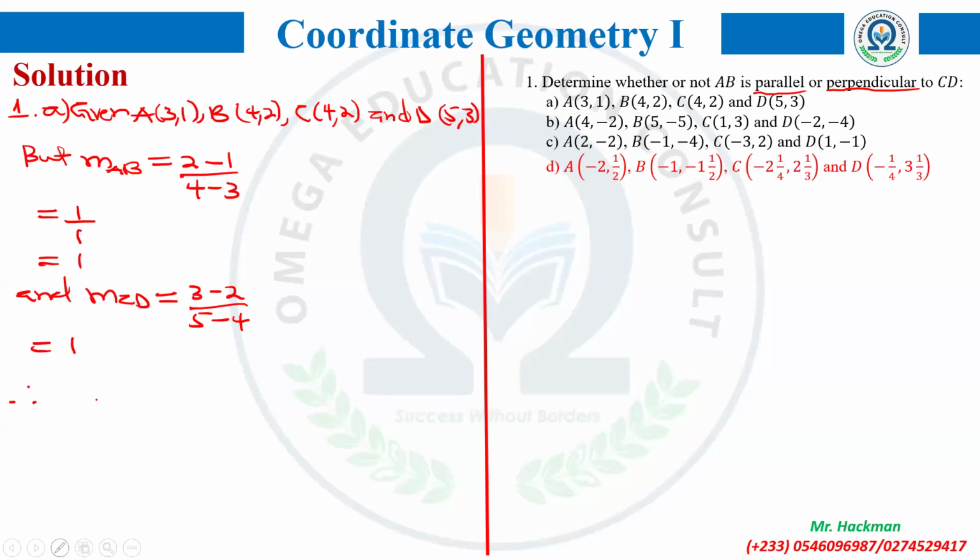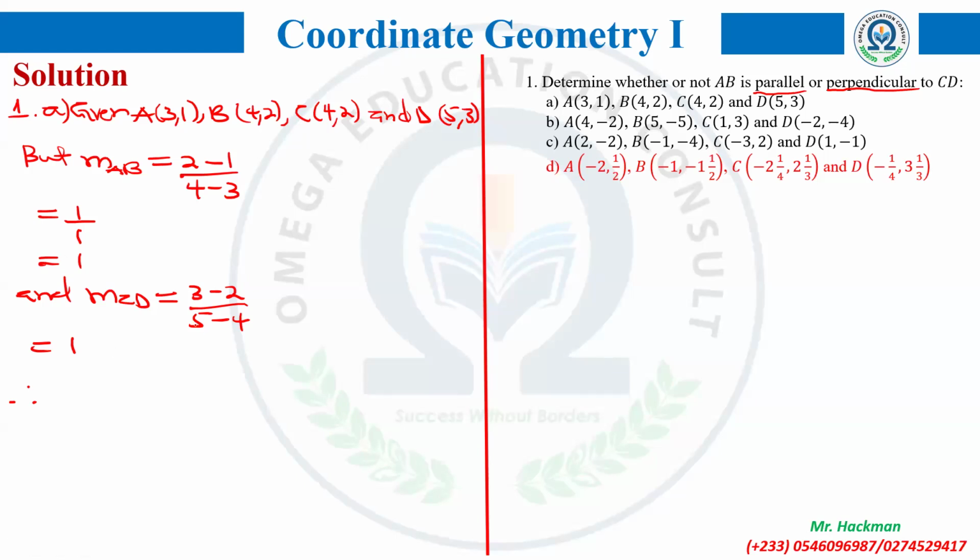So looking at the 2 values of the gradient, MAB gave us 1, MCD gave us 1. So what conclusion can we draw? What will be the nature of the lines? Parallel or perpendicular? Parallel. Okay, so you are going to get parallel. Very good. So you draw your conclusion as such.